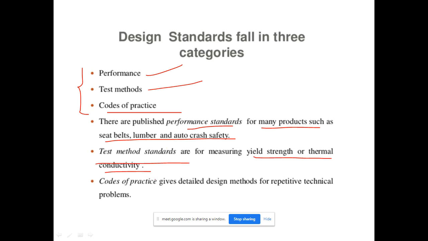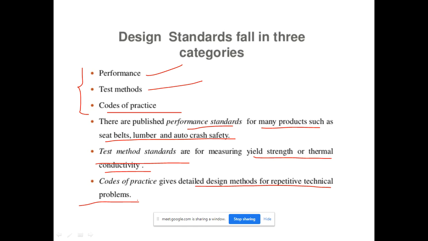Next, come to the code of practice. That will give you an idea about the detailed design method for repetitive technical problems. Say a car is manufactured at the industry. After manufacturing, every company gives you some warranty or guarantee period. Within that warranty period, if the vehicle has some problem, it will definitely be rectified by the manufacturer itself. But after the warranty period expires, you have to invest your own money for repairing or maintenance.